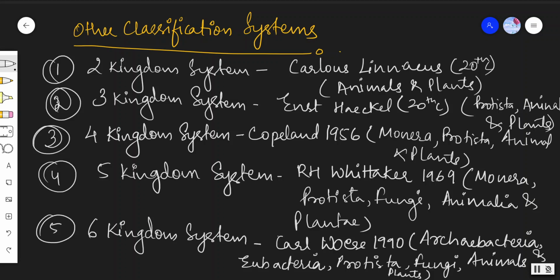So we'll discuss the five kingdom classification, which was accepted and is mostly used nowadays, in our next video. I hope I have cleared the introduction part of the biological classification chapter.